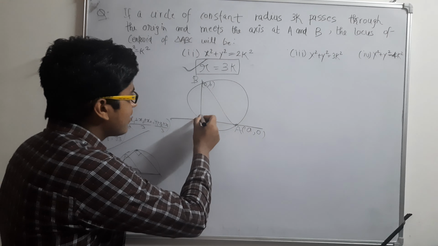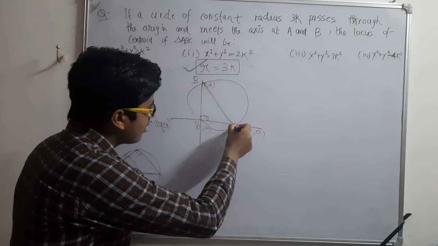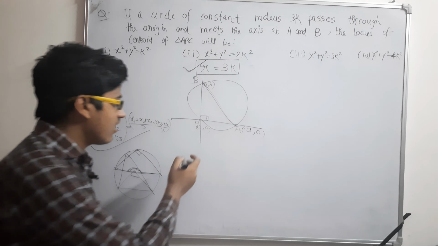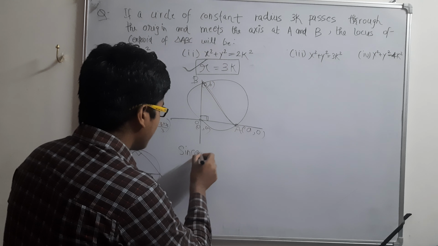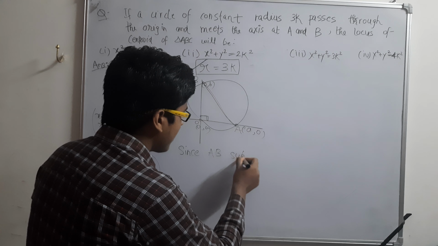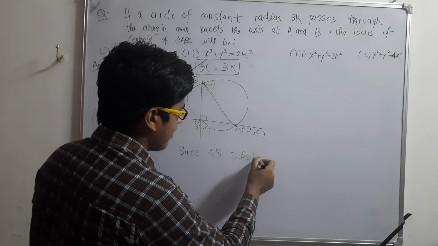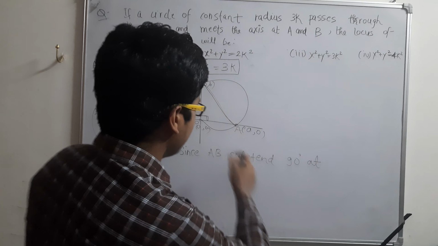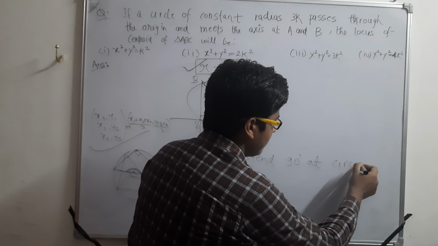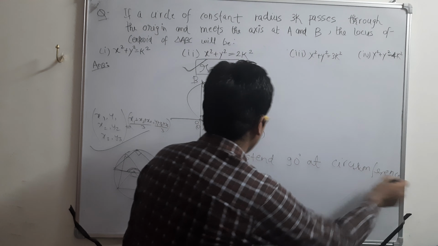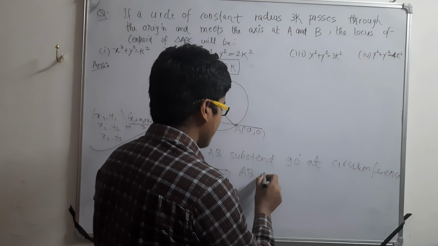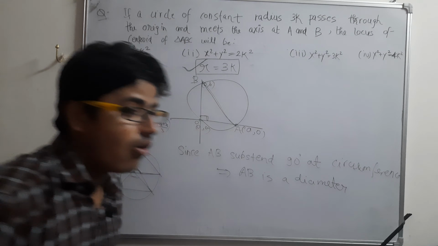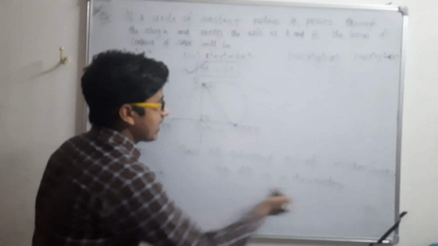So we can say, since this is 90 and this is the chord which is subtending this angle, AB is a diameter of this circle. Since AB subtends 90 degrees at the circumference, AB is a diameter. Now, what is the use of this statement, AB is a diameter?